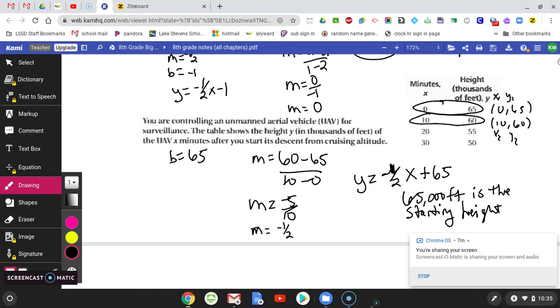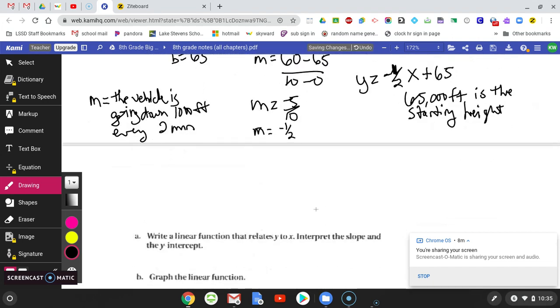And then my slope, so we think of this as our y's over our x's, so it's going down 1,000 feet every 2 minutes. So my slope tells me the vehicle is going down 1,000 feet every 2 minutes. And we know it's going down because it's negative. It would be going up if it were positive. Okay, so that's part A.